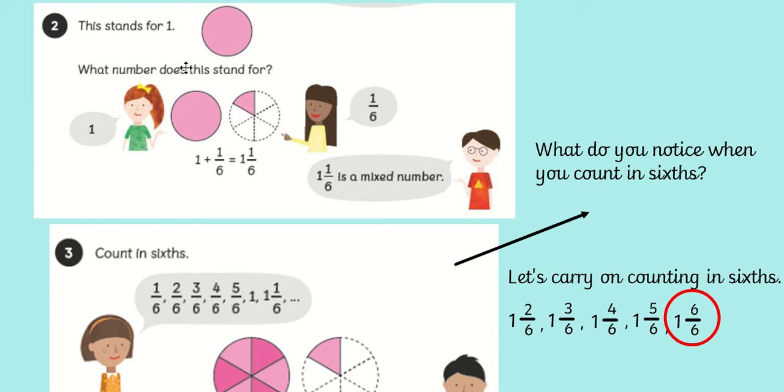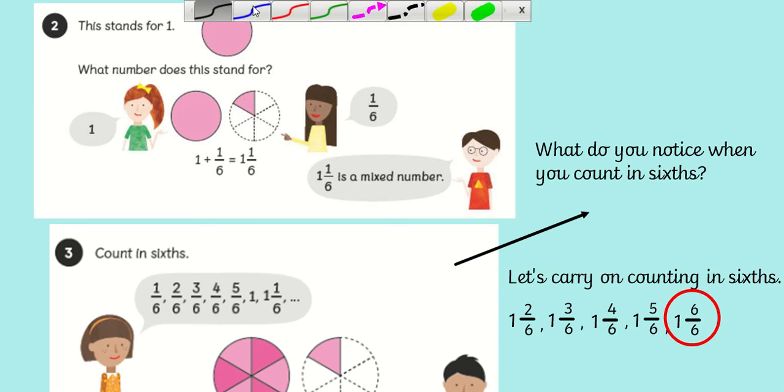Okay, so what number does this stand for then? We've got 1, and then we've got 1 sixth shaded in. 1 add a sixth is 1 and a sixth. This is how we say it, this is how we write it. 1 and a sixth. It's written like this. And when we have a whole number written normally and a fraction, that's called a mixed number.